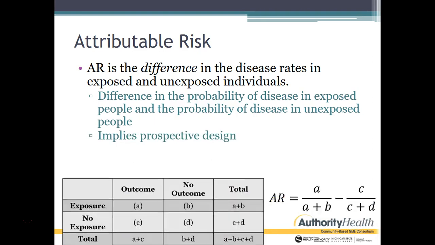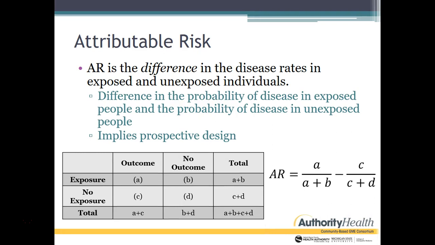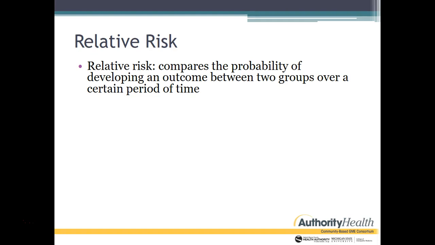This does imply a prospective design. And then back to our handy 2x2. We're just looking at risk of disease in exposed minus the risk of disease in the unexposed. And that would be your attributable risk. It's pretty simple and pretty easy once you know relative risk to go back and just remember to subtract. Now relative risk, we're going to go through this for a couple slides. Relative risk compares the probability of developing an outcome or disease between two groups over a certain period of time.